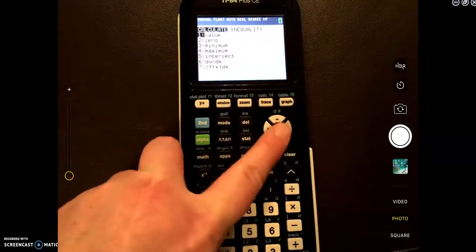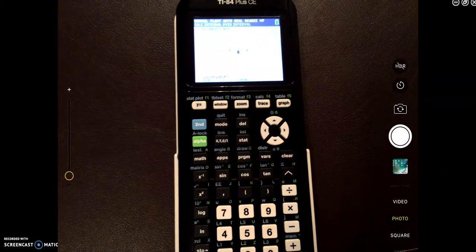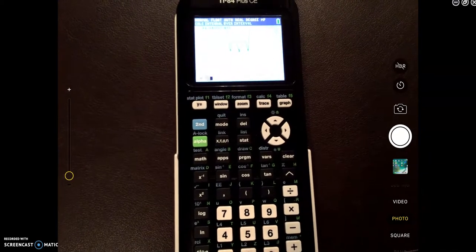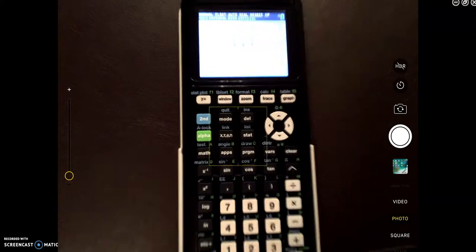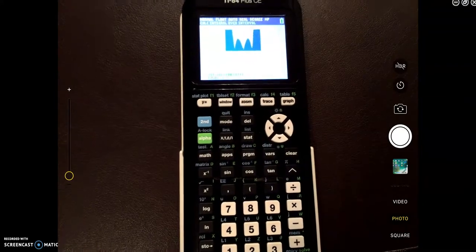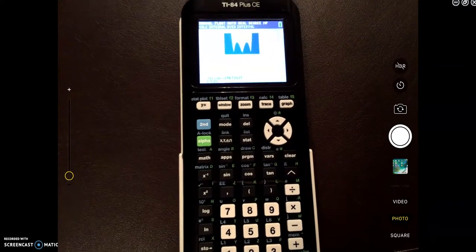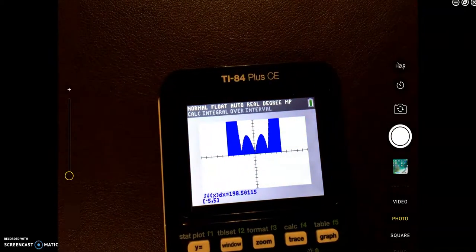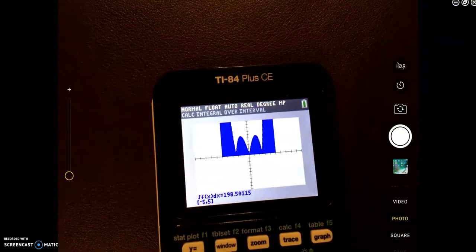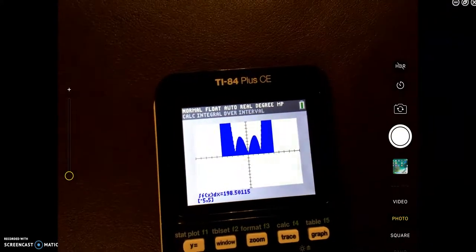We're going to go to second calc and we're going to find the integral, and our lower limit is -5 and our upper limit is 5. So it's going to go ahead and shade it in. Look at that. Isn't that cool? It's like the Batman symbol. We should do like a contest where you guys make different cool pictures on your calculator. So there's our integral. And if I get really close, you can see that the integral actually is equal to 198.50115. So that is the calc menu.